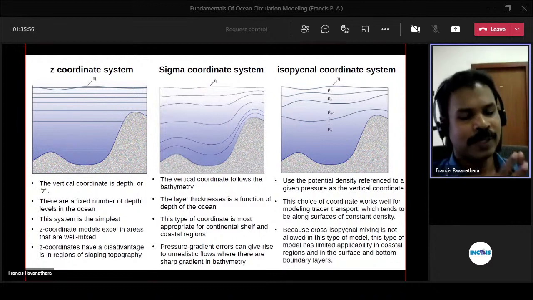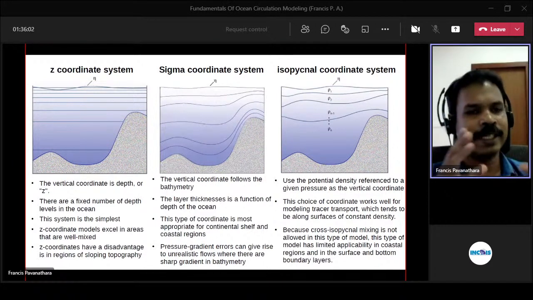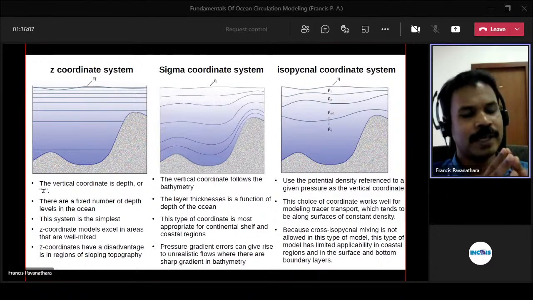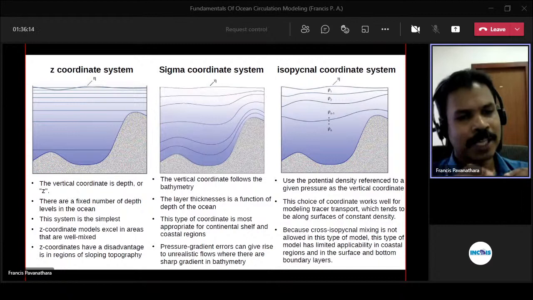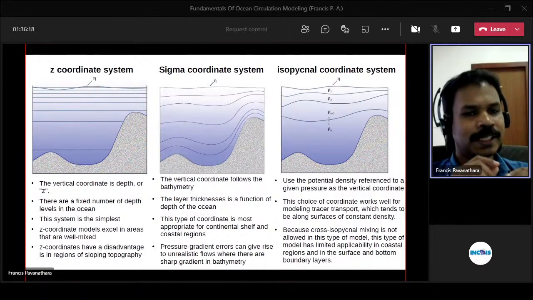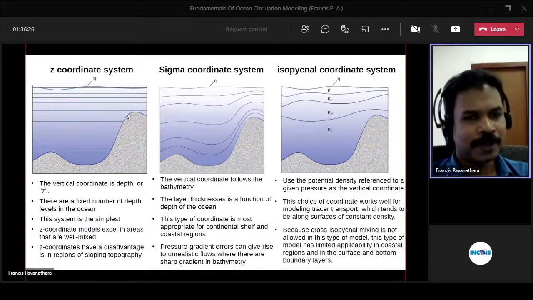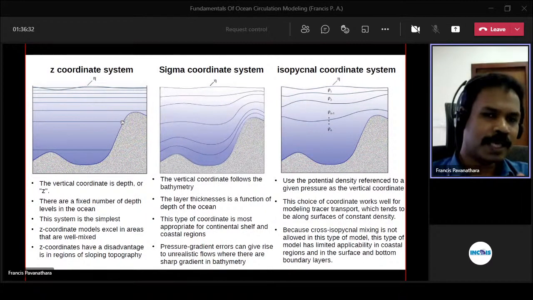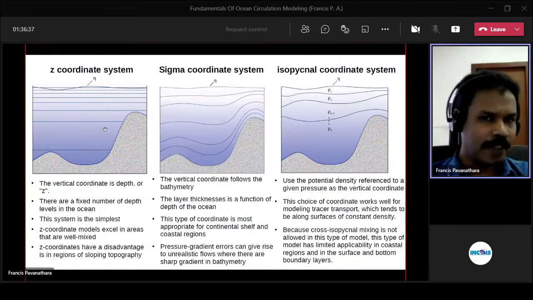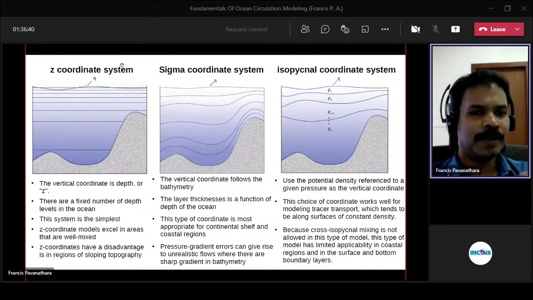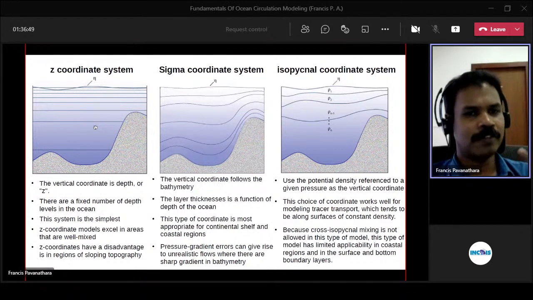The advantage is that it's very easy to code, because we know what is the depth of a particular cell at a given latitude and longitude. The number of layers is also fixed. It's just a very simple thing. But the only problem is that when it comes to a complex bathymetry, then we are going to get into trouble. Certain bathymetric features may not be well represented in a particular grid. So we are going to get into trouble, especially when you are looking at a coastal application where bathymetry plays an important role. This is a very popular coordinate system, particularly in climate models, where you are not very keen on what happens right at the coast, but you are more interested in the general circulation features.